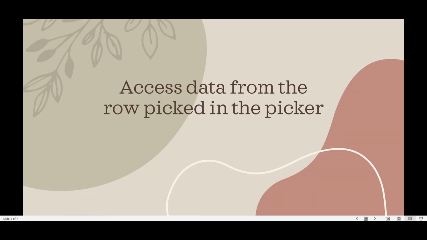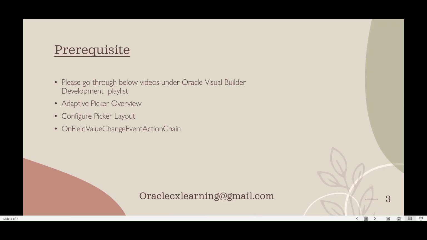So today we will discuss how to access data from the row picked in the picker. For this use case, there is a prerequisite. Hope you have gone through all these videos. If you haven't, please go through the adaptive picker, configure picker layout, and on field value change event videos. Then only you can proceed with this session.